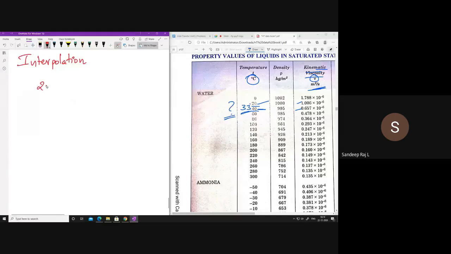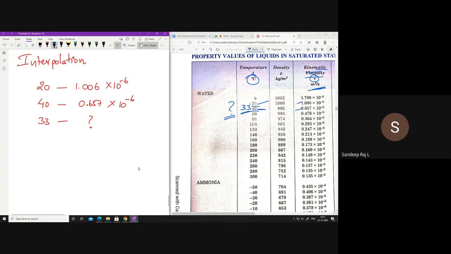So for 20, the value is 1.006 into 10 to the power of minus 6. And for 40 degrees centigrade, the value is 0.657 into 10 to the power of minus 6. And you need it for 33. What is the value you want? Okay, so how to do the interpolation?